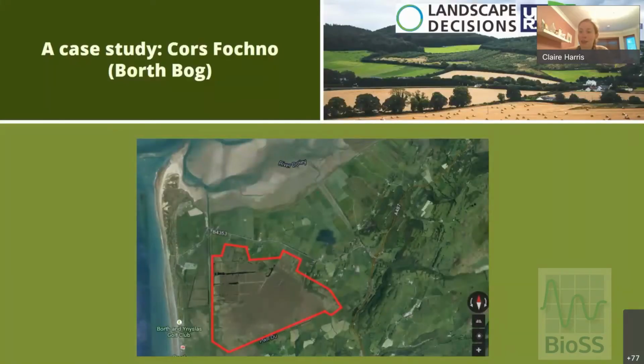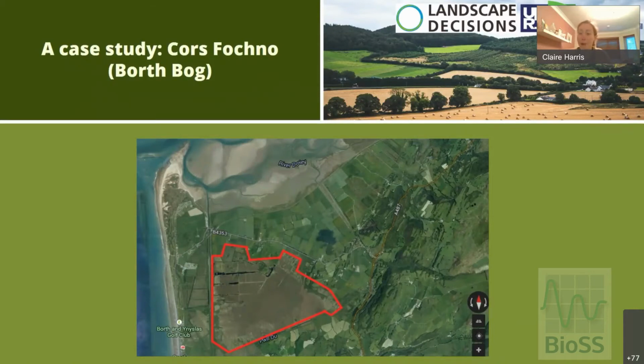And so as we're stepping forward now, we're thinking about, can we take a specific real life example and start to add in some of this trait data and the new mechanisms that we'll need from this trait data. And so we have some links actually with a site in Wales, which is where I'm from. And this in the picture is Cors Fochno, or Borth Bog.